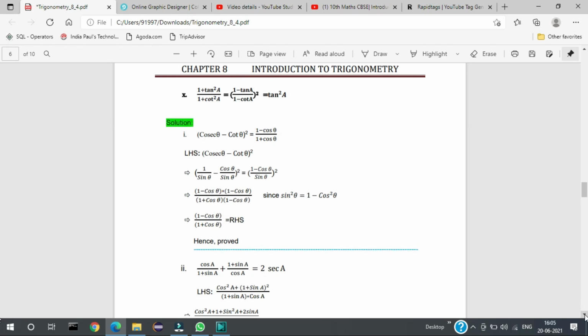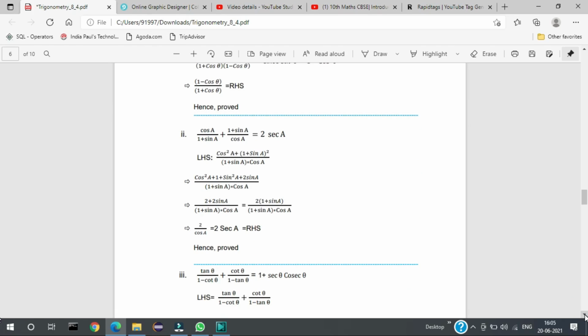So next, coming to the second one. Cos A by 1 plus sin A plus 1 plus sin A by cos A implies 2 secant A. So coming to the LHS, with the common denominator (1 plus sin A) into cos A, we get cos A into cos A, cos square A, plus (1 plus sin A) whole square. Now (1 plus sin A) whole square is of the form (A plus B) whole square, so A square plus B square plus 2AB.